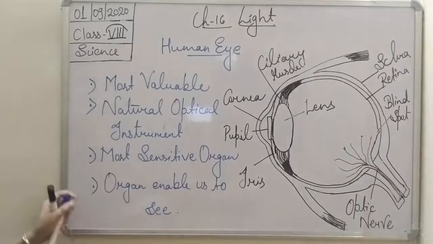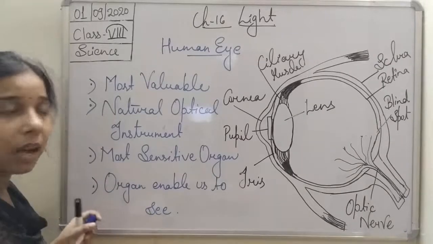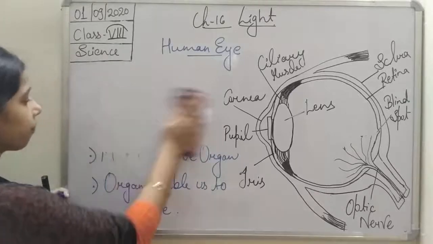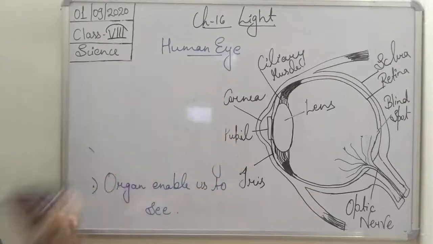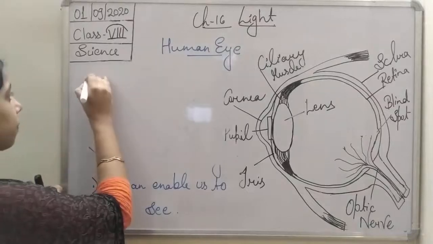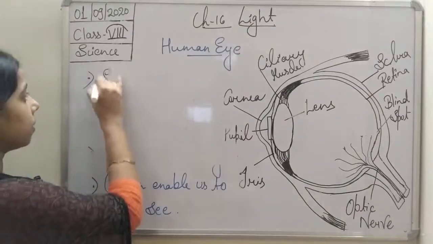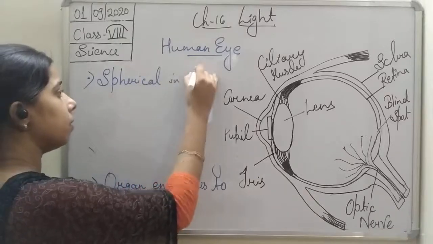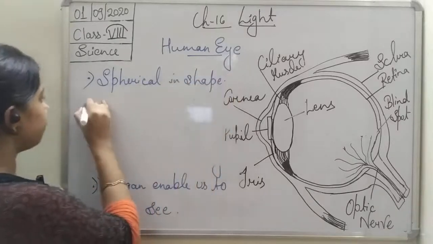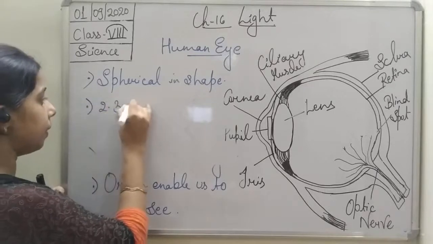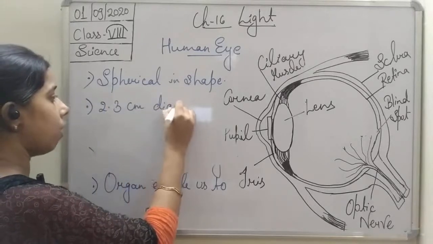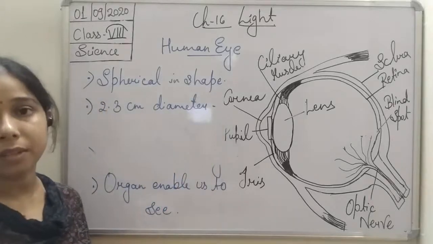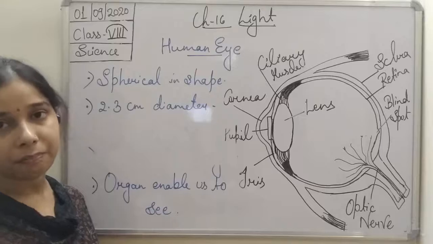Not only this, students, if we talk about the structure of the eye, it is said that it is spherical in shape and 2.3 centimeter in diameter. Okay, a spherical shape and 2.3 centimeter in diameter.